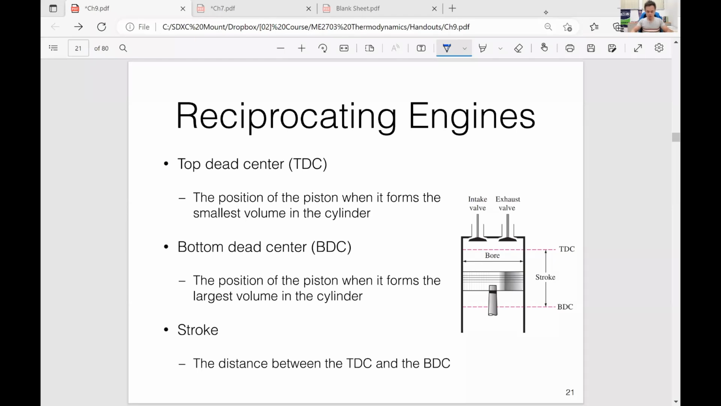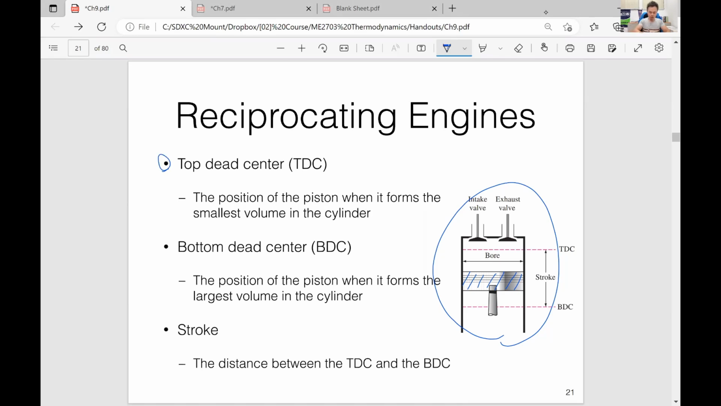So let's talk about reciprocating engines. First, reciprocating engines consist of a few piston-cylinder devices. This is just a very typical piston-cylinder device. You can see the piston can move up and down. We have a few things to know.